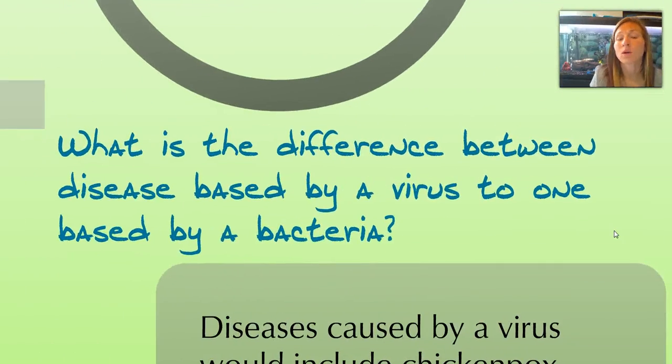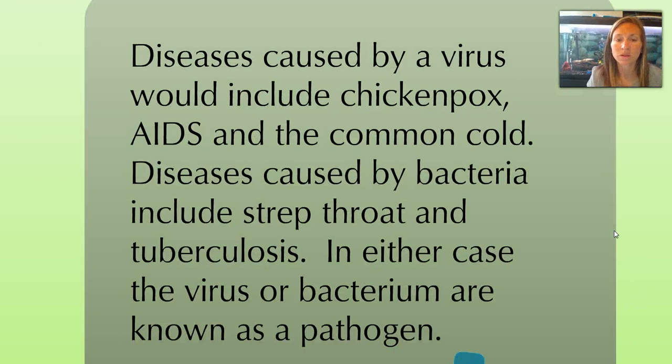Alright, so what is the difference between a disease caused by a virus versus one caused by a bacteria? Here's another important way to distinguish between the two. Diseases caused by a virus include things like chickenpox, AIDS, and the common cold. Diseases caused by bacteria include strep throat and tuberculosis. In either case, we would call these pathogens. So viruses or bacterium that cause some sort of disease are known as a pathogen.